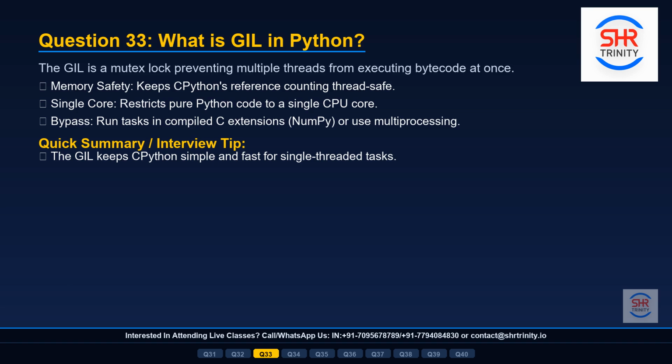CPython manages memory using reference counting. Without the GIL, multiple threads updating reference counts simultaneously would cause dangerous race conditions and memory corruption. So the GIL keeps memory management thread safe. The practical impact is that pure Python multi-threaded code cannot truly utilize multiple cores for heavy computation. You can bypass this constraint using the multiprocessing module, or by using C extensions like NumPy that release the GIL during their computations.